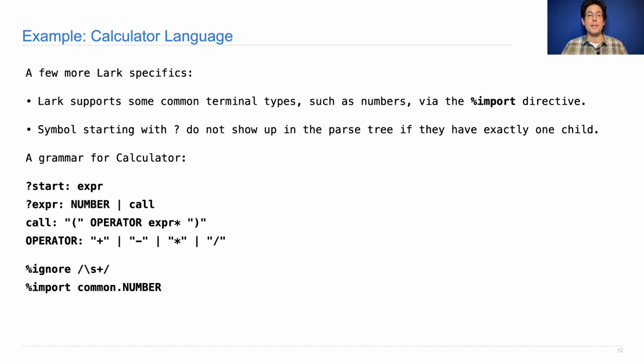Here's the grammar for the calculator. An expression is either a number or a call expression. A call expression has parentheses, an operator, and some operand expressions. We'll ignore white space, and a number is the common notion of a number.